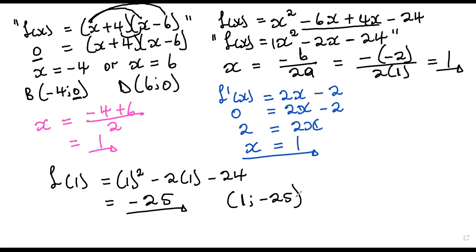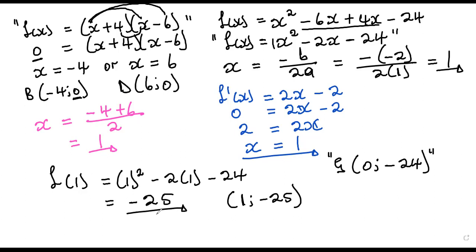But if they were to ask for the coordinates of G, we said G is the y-intercept of F. So meaning the coordinates of G will be where x is 0, y is negative 24, like that. But in this case, they didn't ask for the coordinates of the y-intercept. That's fine. So now that we have the coordinates of C, the next question says, write down the range of F.